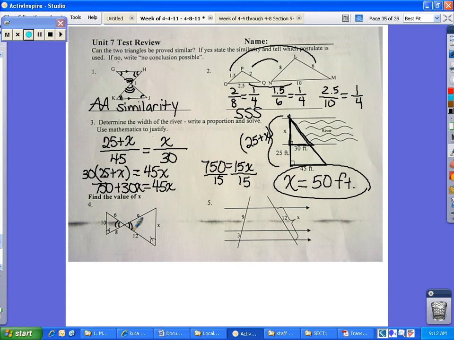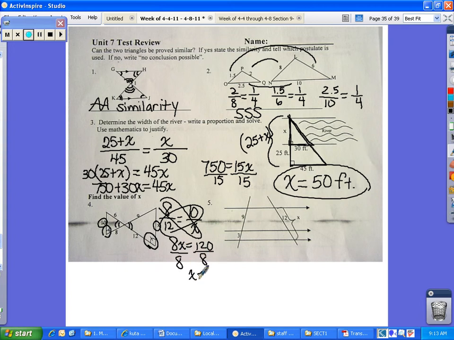All right, for number 4, you know that these triangles are similar because these angles are congruent by vertical angles. So since they're similar, you can set up a correspondence. Since this angle is congruent to this angle, you know that 8 and 12 are the corresponding sides. So you want to use 8 over 12 equals 10 over x. Cross multiply. You get 8x equals 120. Divide both sides by 8, and x equals 15.